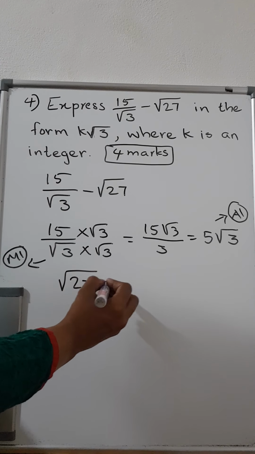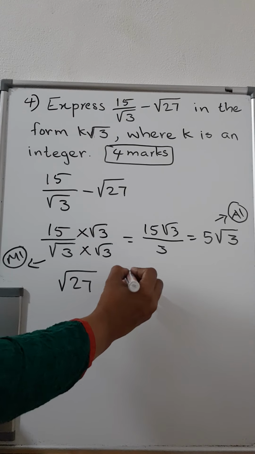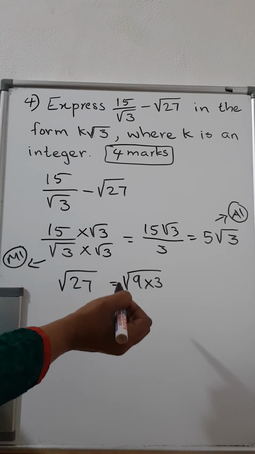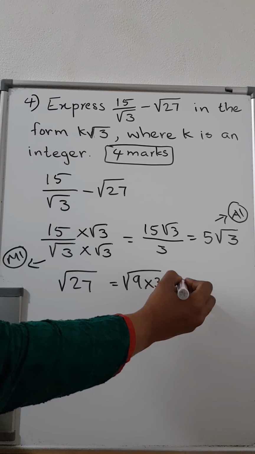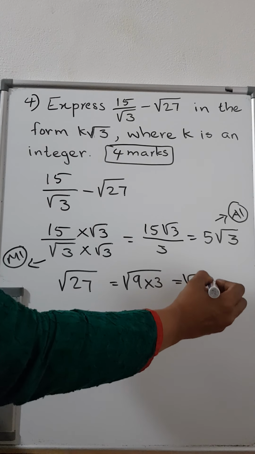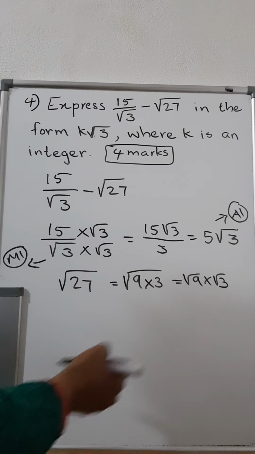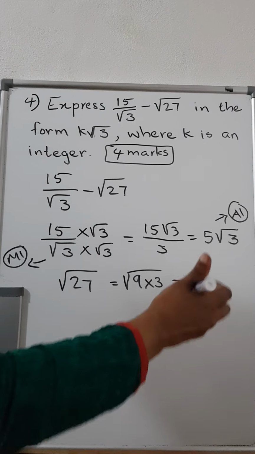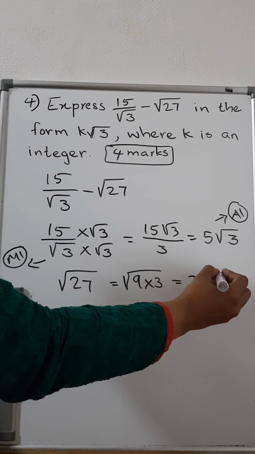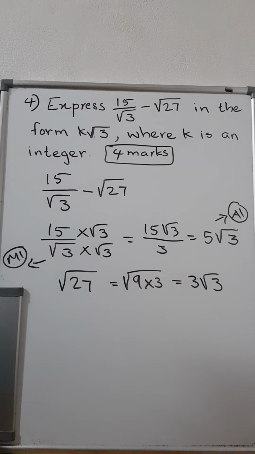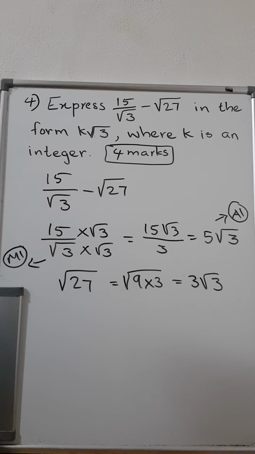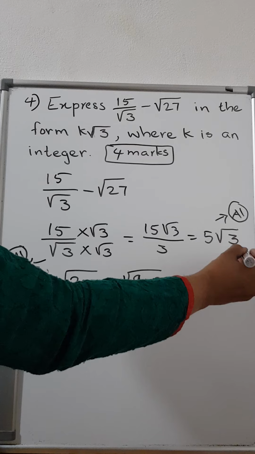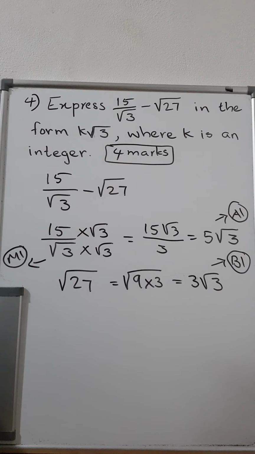Root 27 we know we can write as root of 9 times 3. That is root 9 times root 3. So that we can write as 3 root 3. This is 3 root 3. For writing root 27 as 3 root 3, we get 1 mark. That is B1, the independent mark.